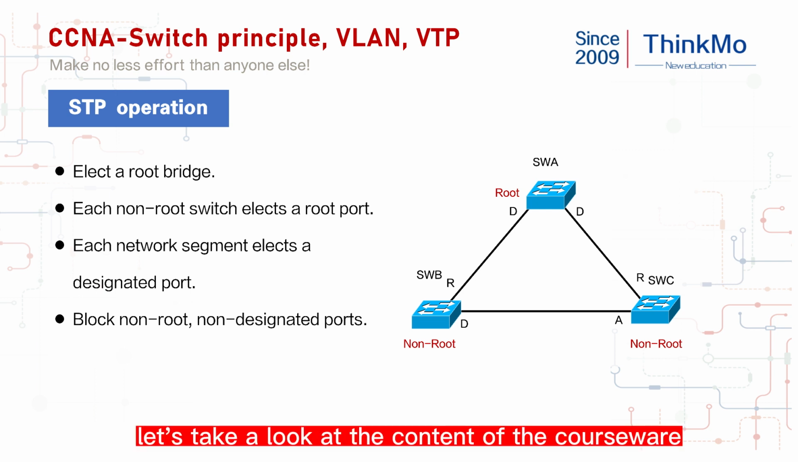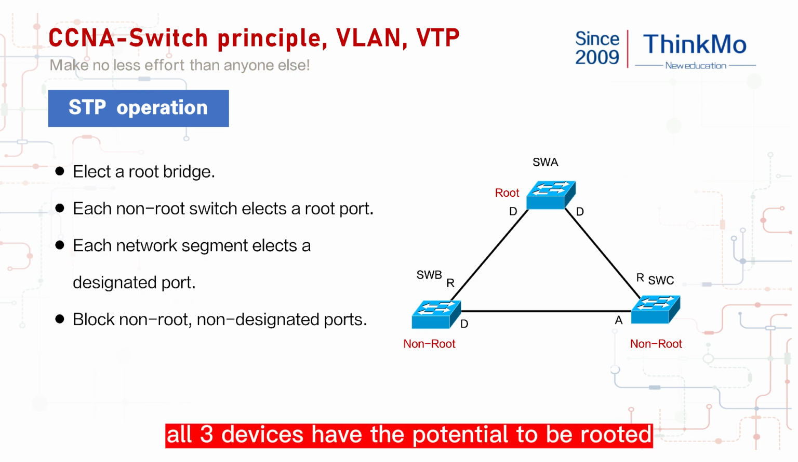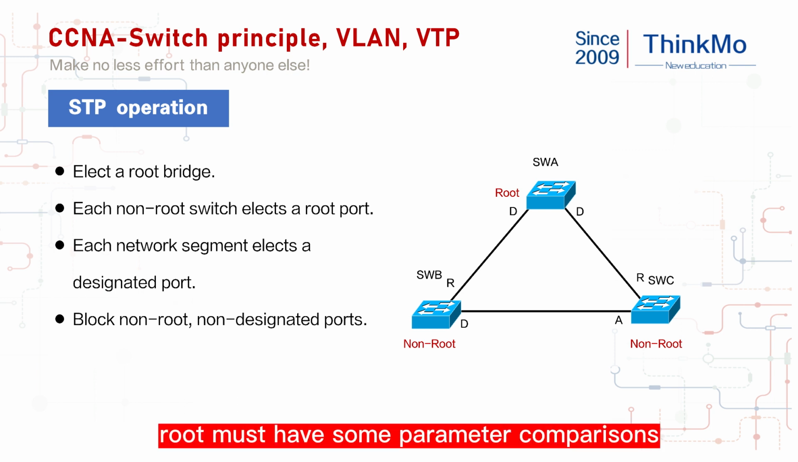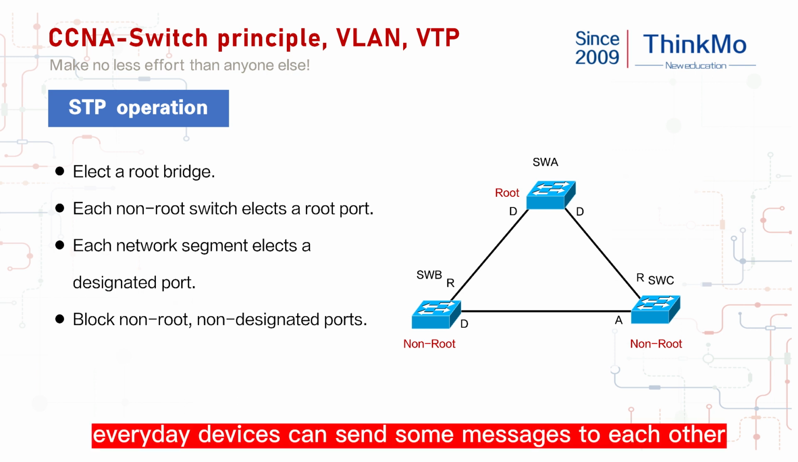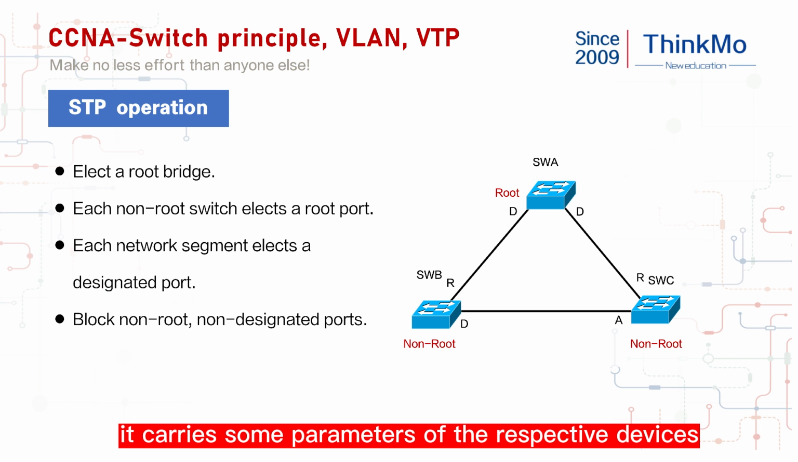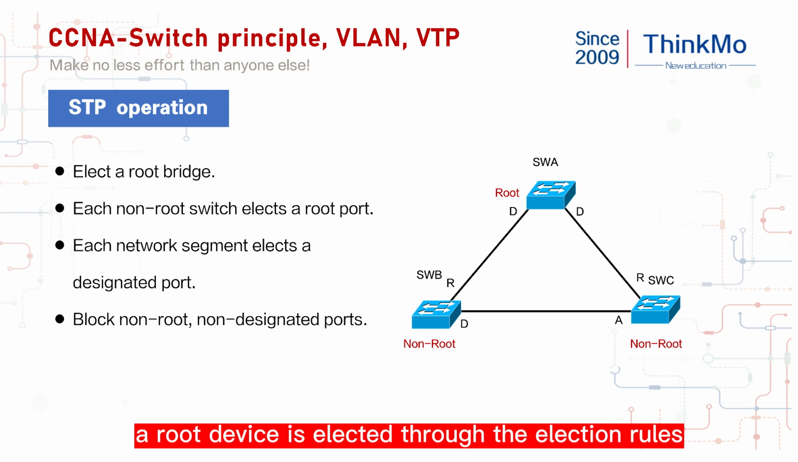Let's take a look at the content of the courseware. For STP, you see there are 3 devices here. Among the 3 devices, let's go first. Since we are going to build a tree, where is the root of this tree? All 3 devices have the potential to be the root. Then the choice of this root must involve some parameter comparisons. Devices can send messages to each other, comparing size. They carry some parameters of their respective devices. Finally, a root device is elected through the election rules.